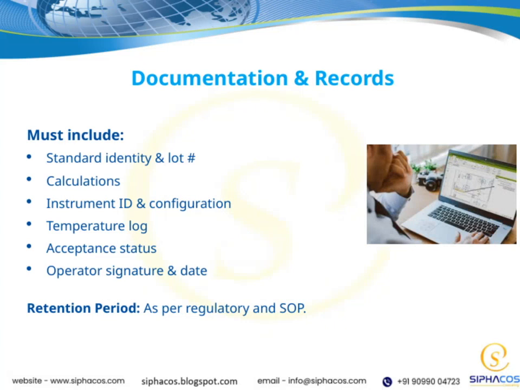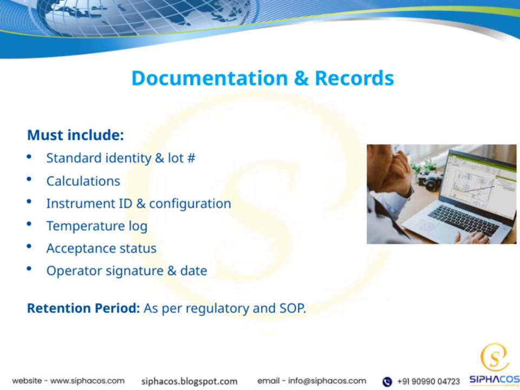Let's take a moment to discuss the importance of documentation and records in the process. First, it's essential to include the standard identity and lot number for each batch. This helps us track exactly what was produced and when. Calculations are also critical. They verify that all parameters meet the required specifications.